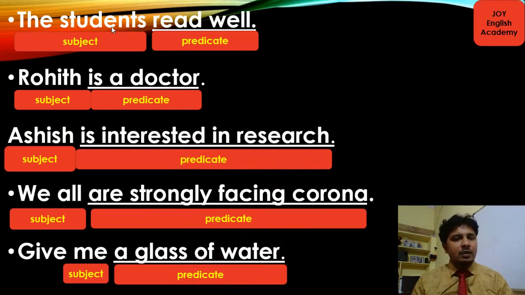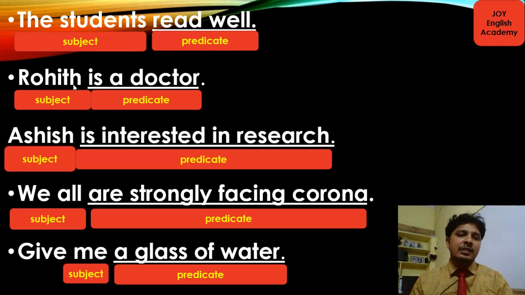Now look at these following sentences. The students read well. Rohit is a doctor. Ashish is interested in research. We all are strongly facing corona. And give me a glass of water. Now if you see all these sentences, The students is the subject, because in this particular sentence we are talking about students. And predicate speaks about what we are saying about the subject. So what is the subject doing? Reads well. So reads well becomes the predicate.